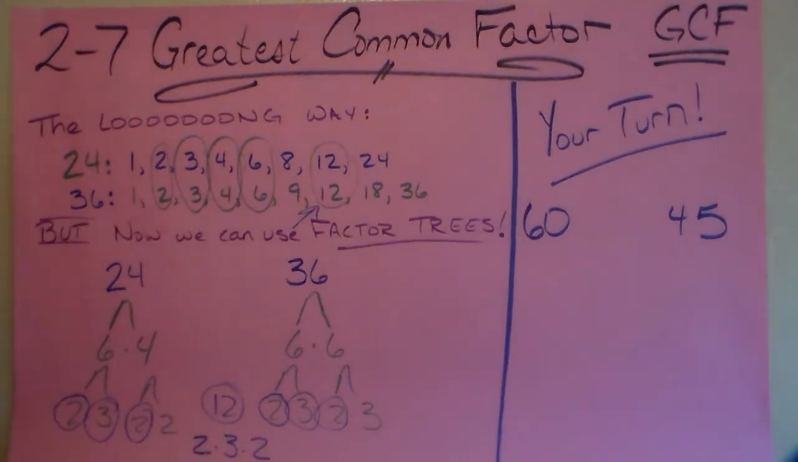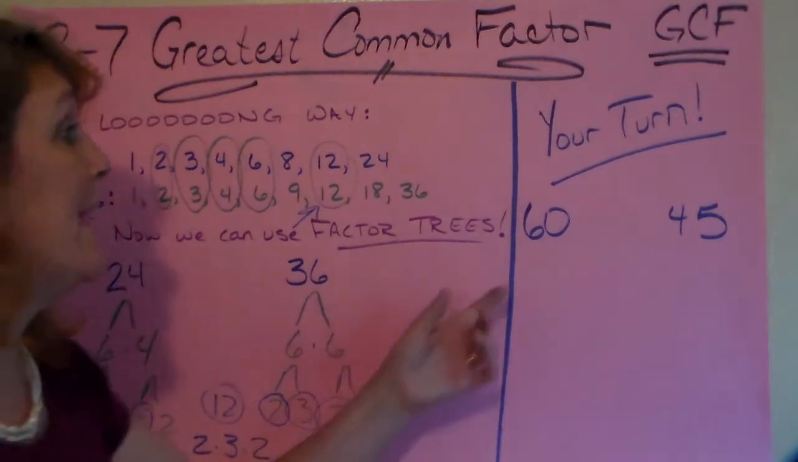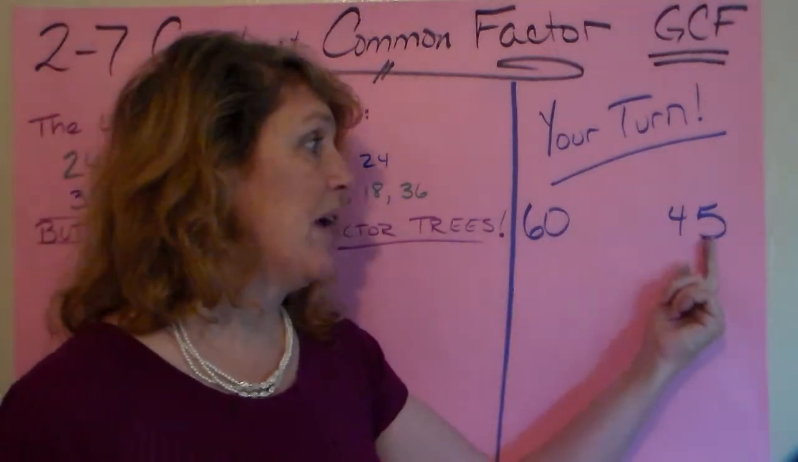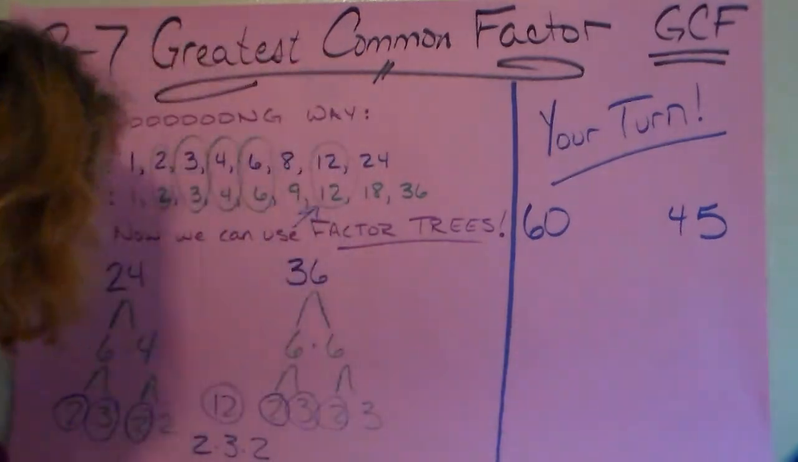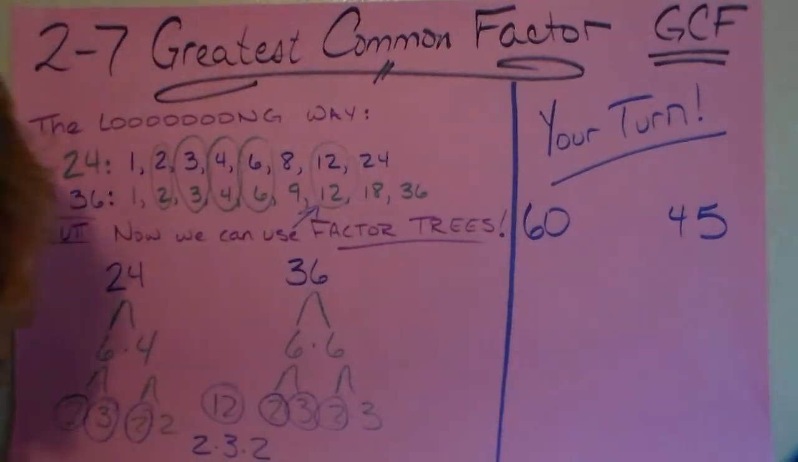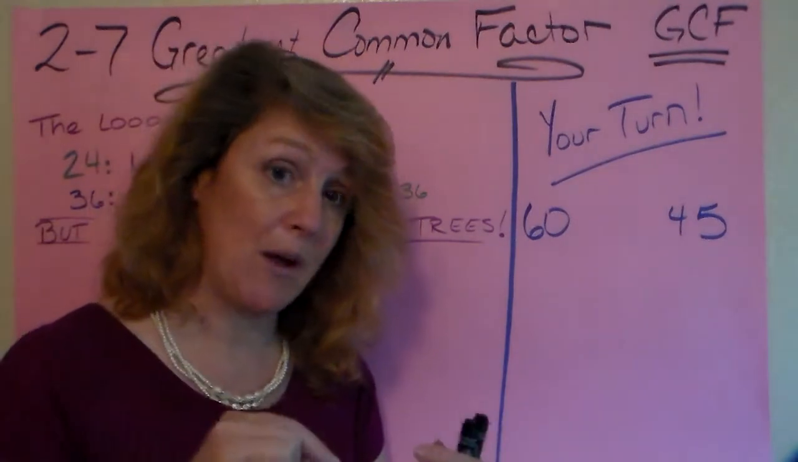Wow. I love this. So, give it a try. Tell me the greatest common factor of 60 and 45. Make me a factor tree and then circle the ones that they have in common. See if that works for you, okay? Push pause, come back when you're done.